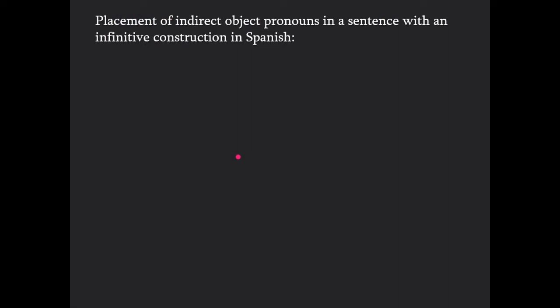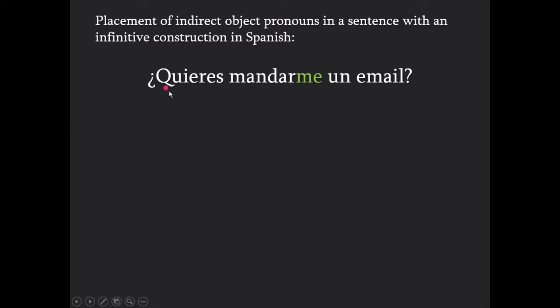All right, now let's look at where do we place an indirect object pronoun in a sentence if the sentence has an infinitive construction in it. Now what I mean by an infinitive construction is you have a conjugated verb and then an infinitive after it. So let's look at a sample sentence. And this is a question. ¿Quieres mandarme un email? So the question is, do you want to send me an email?